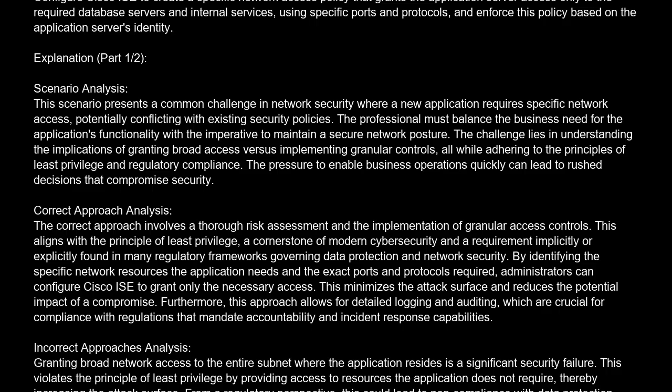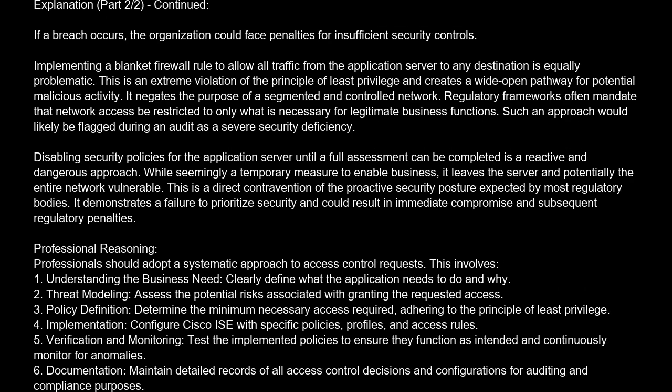Incorrect approaches analysis. Granting broad network access to the entire subnet where the application resides is a significant security failure. This violates the principle of least privilege by providing access to resources the application does not require, thereby increasing the attack surface. From a regulatory perspective, this could lead to non-compliance with data protection laws that require organizations to implement appropriate technical and organizational measures to protect personal data. If a breach occurs, the organization could face penalties for insufficient security controls.